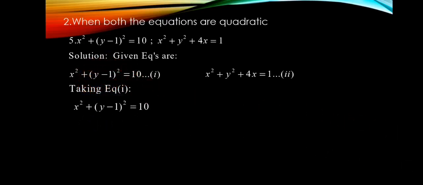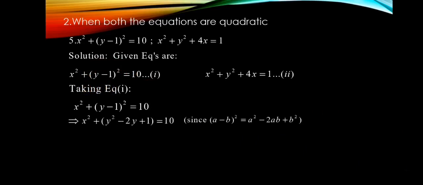So first we will write that the given equations are x square plus (y minus 1) whole square is equal to 10, and then x square plus y square plus 4x is equal to 1. Now taking equation number 1, since we will have to expand this expression, we will expand it before doing the further steps. So we will have x square plus y square minus 2y plus 1. Since we have a formula according to which (a minus b) whole square is equal to a square minus 2ab plus b square, we have expanded this (y minus 1) whole square using this particular formula.